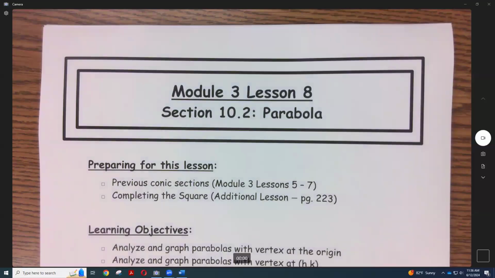Welcome to Module 3, Lesson 8. We are going over our fourth and final conic sections, which are parabolas.